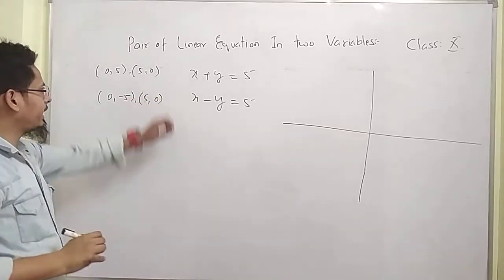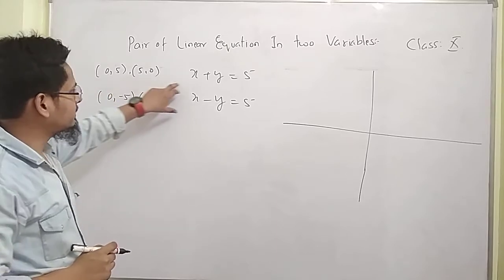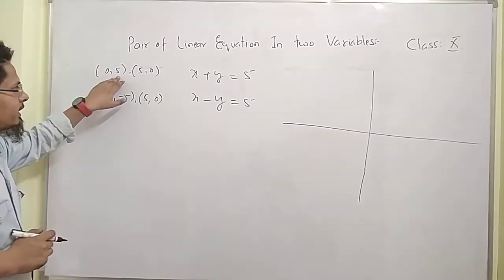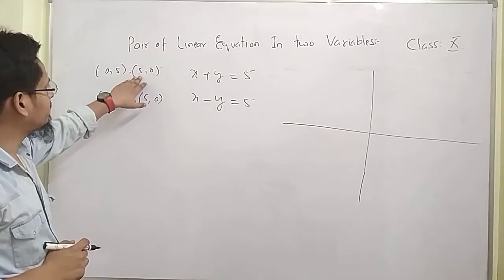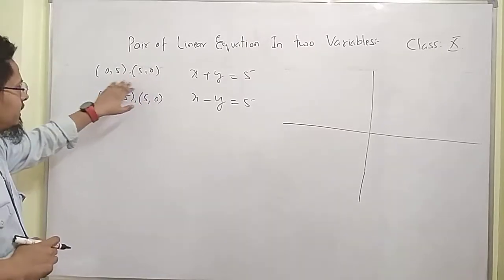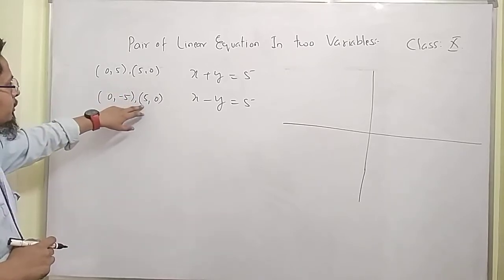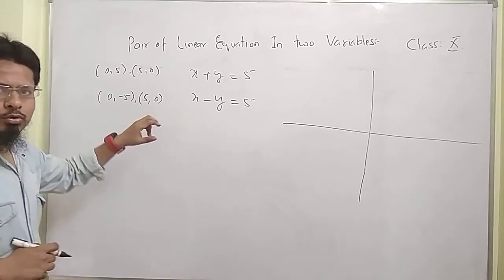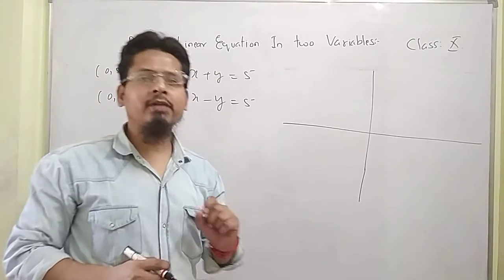So here you can see how I found the solutions of both equations. First I keep x as 0, then I find y, then I keep y as 0, and I find x. In the same manner I found these two solutions. So you see the common solution is coming, 5 comma 0, 5 comma 0. It is common in both the equations. So on this point 5 comma 0, both the lines will intersect.